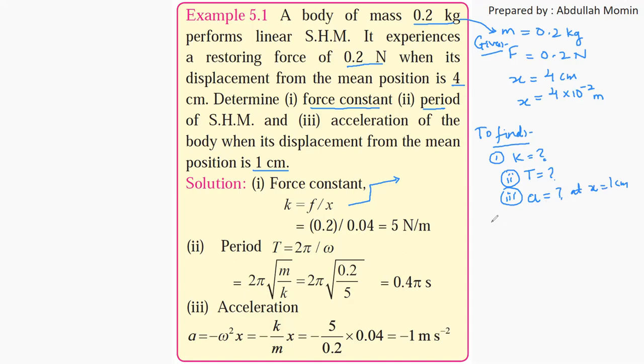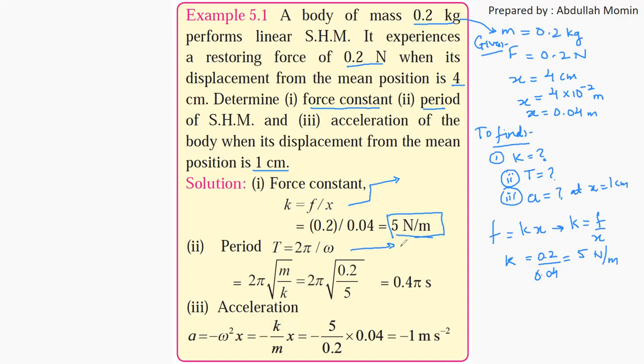We know that the formula of restoring force is F = Kx. So from this equation we can write K = F by x. The restoring force is 0.2 and the displacement is 0.04 meter. So K = 0.2 upon 0.04, and when you solve it you will get 5 Newton per meter. So the force constant is 5 Newton per meter.